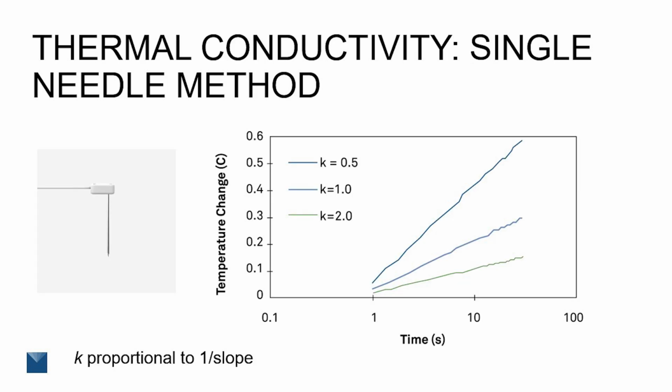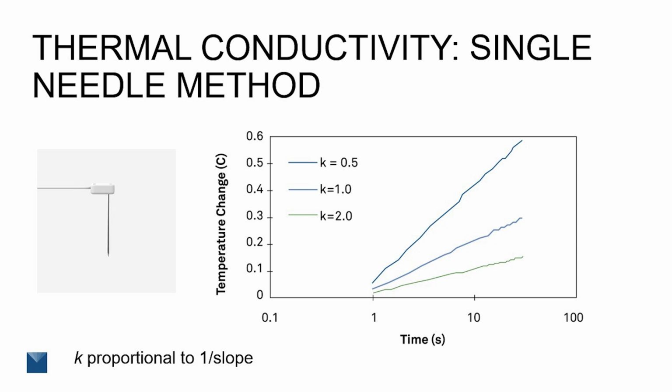Now, if we use a single needle, such as the one shown here on the left, it's 100 millimeters long and 2.4 millimeters in diameter. We place that in something with a thermal conductivity of 0.5 watts per meter Kelvin. We'd measure temperatures like those that you see in the graph in the top line.